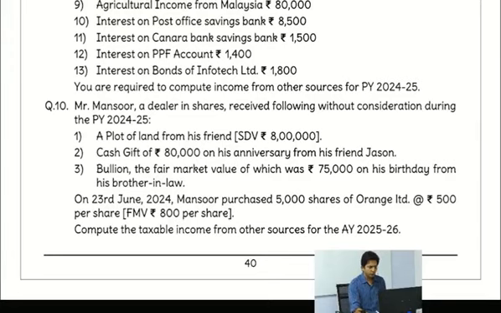See, this question also I would prefer, let's read the question, it's short only. Read what is given. Mr. Mansoor. In the exam you have to read the whole question first. Mr. Mansoor, a dealer in shares. Dealer means it is his business to buy and sell shares. So for him, shares are stock in trade. Okay, then read what they are saying.